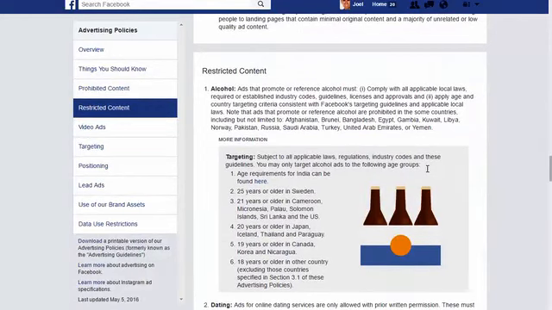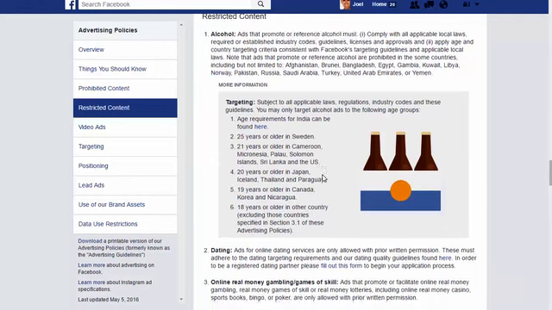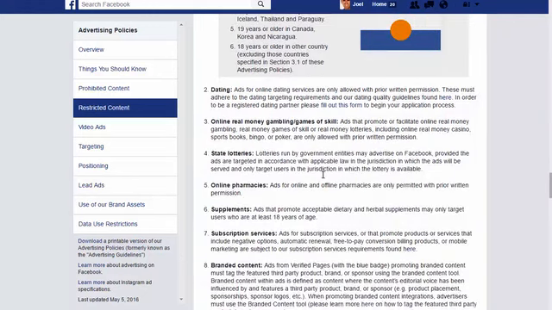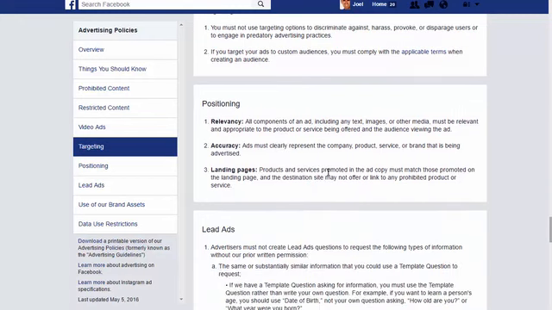Restricted content and very specific things if you live in certain areas, like alcohol, dating. They don't allow dating stuff. Gambling or gaming, state lotteries, online pharmacies, supplements, subscription services, branded content. So you just kind of got to watch exactly what the rules are. They talk about video ads. Very important to understand. Video ads, we're playing with a lot of those. And then targeting. So you have to be careful about your targeting, that you're relevant, that your position is relevant, accuracy, and then the landing page.